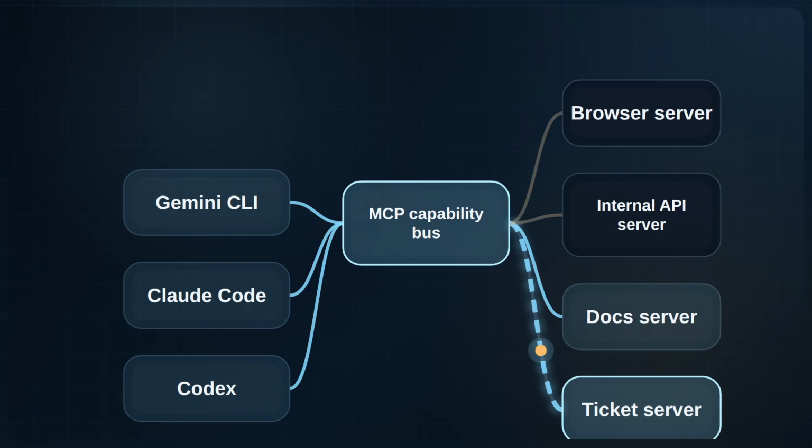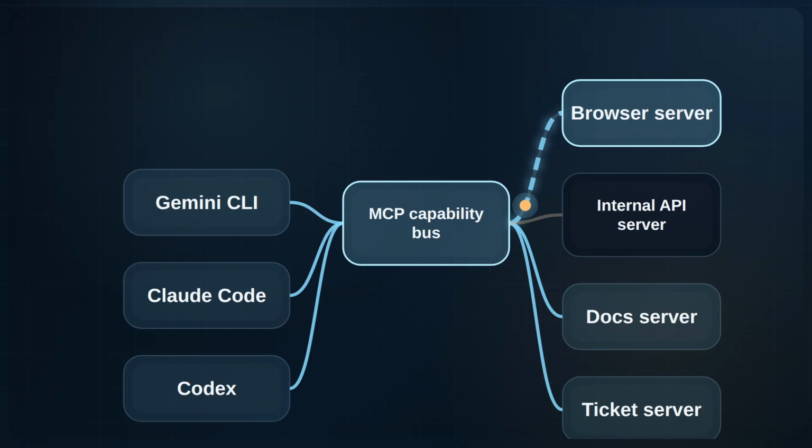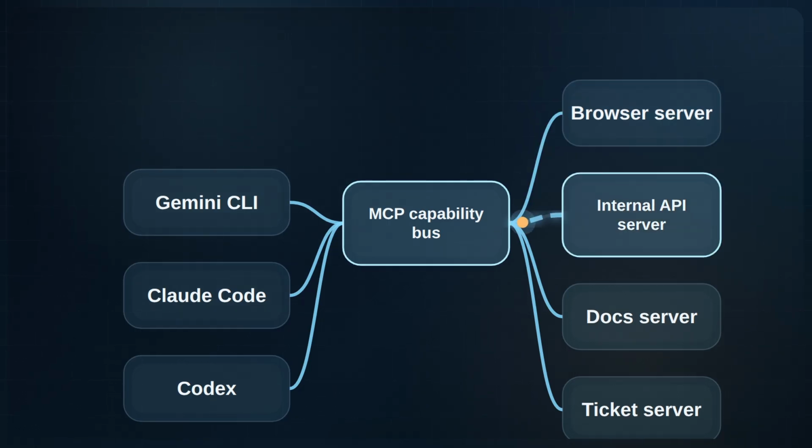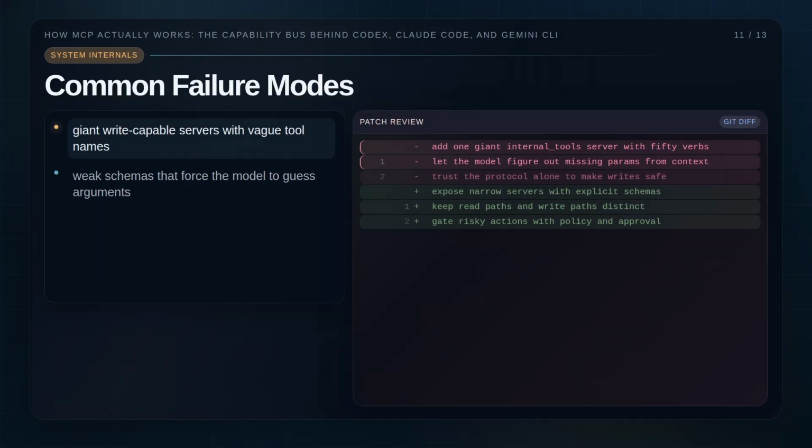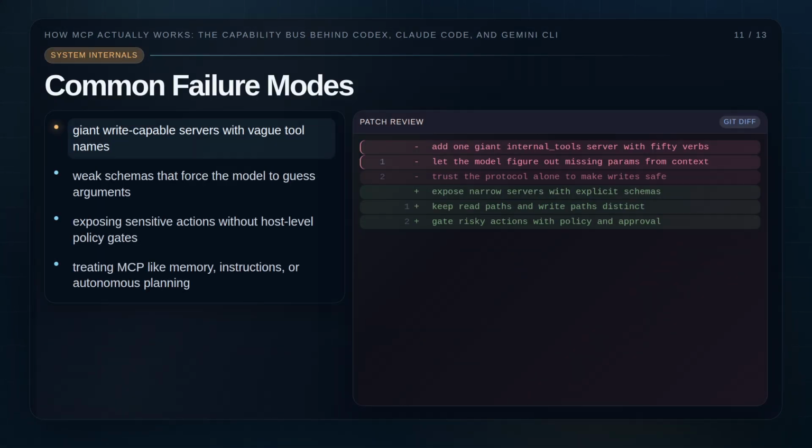That is important for builders because it creates a clean seam. You can improve or replace the model, you can improve or replace the servers, you can tighten policy, you can update repo instructions. Those are different axes of change. MCP helps keep the capability axis modular instead of baking every integration into one vendor-specific monolith.